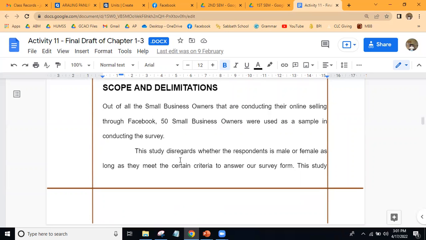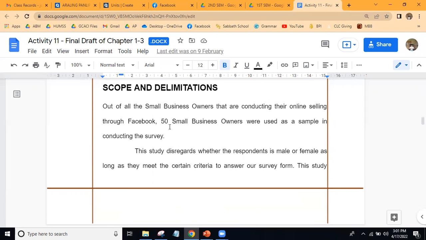Bakit? Nagbigay kayo ng boundaries. So hanggang dito lang kami. No, ayan. So out of all business owners that are conducting their online sellings through Facebook, no? So ibig sabihin ang kanilang lang magiging respondents ay what? Online seller saan? Sa Facebook. So ibig sabihin hindi kasama si Twitter, si YouTube. So yung mga nagbebenta sa YouTube, nagpo-promote sa YouTube, hindi kasama. Through Facebook lang. So yun lang mga Facebook lang, nag-online seller sa Facebook.